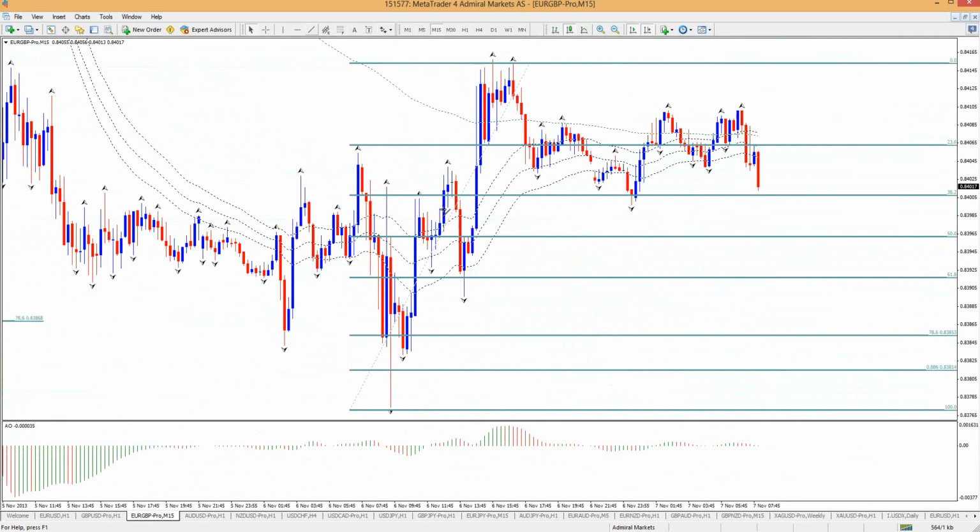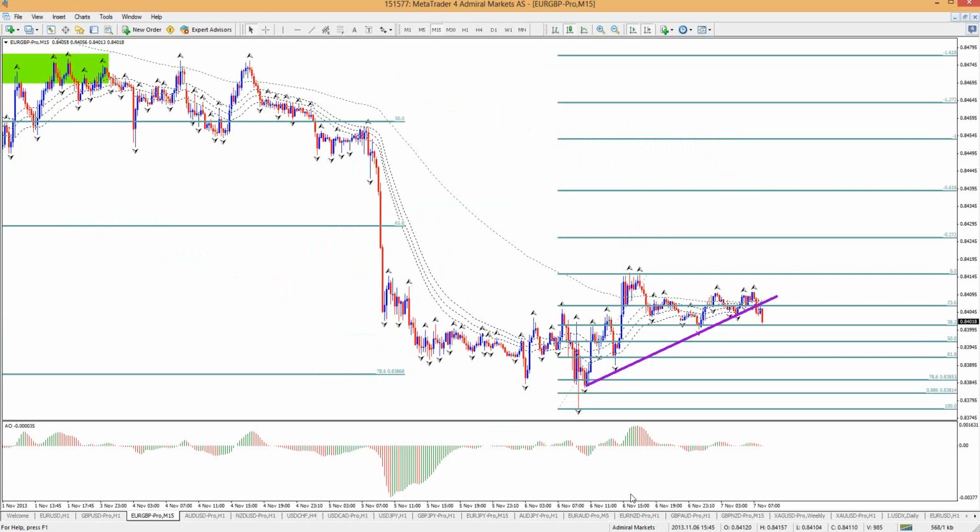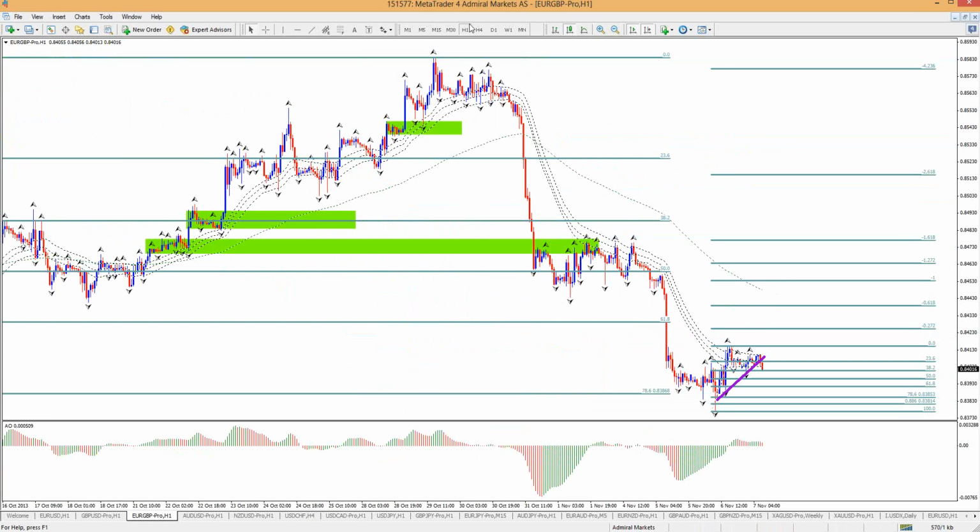Looks like we're breaking out right now. I don't like the Euro Pound that much, especially on a day like this. But otherwise, it probably would be a breakout as we speak, in fact. So anyhow, I'm not going to trade it, but it could fall to the 886 and then bounce.